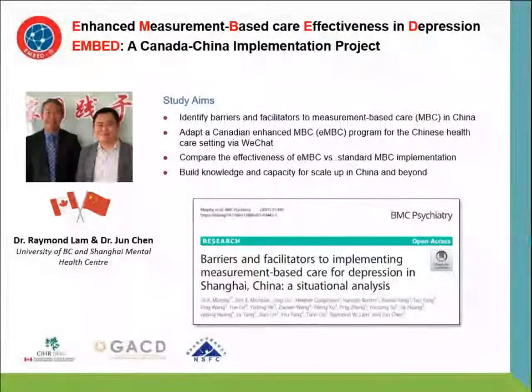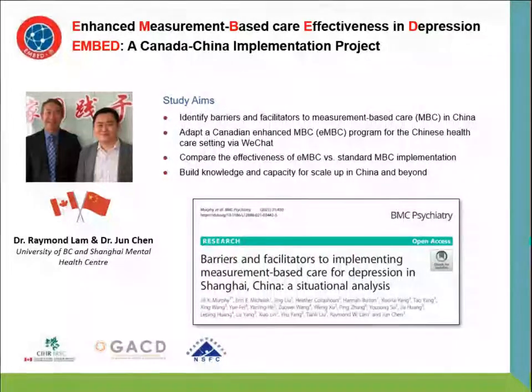Despite all the advantages of measurement-based care, we know that many hospitals in China and elsewhere in the world still don't use measurement-based care, in part because they don't know how to start using it, what scales to use, and how they might incorporate measurement-based care into busy clinical settings.